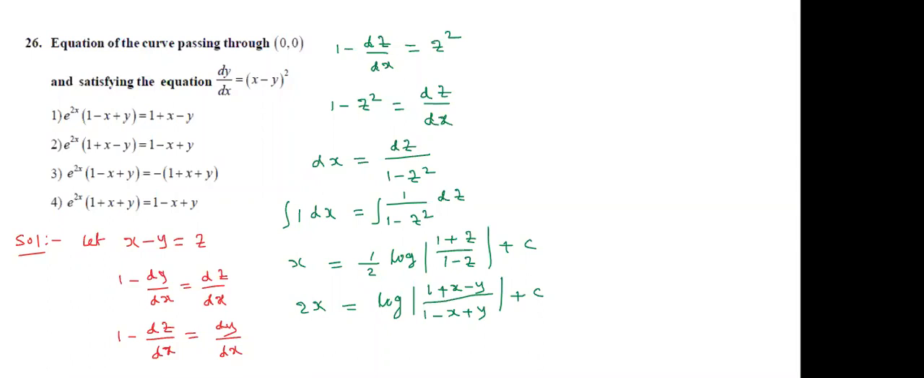The equation is passing through, what are they given, origin or not. In place of x and y, substitute 0 comma 0, then you will get c value is 0. Finally, you will get the answer like this.